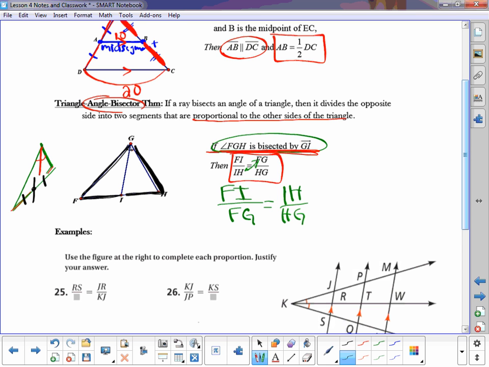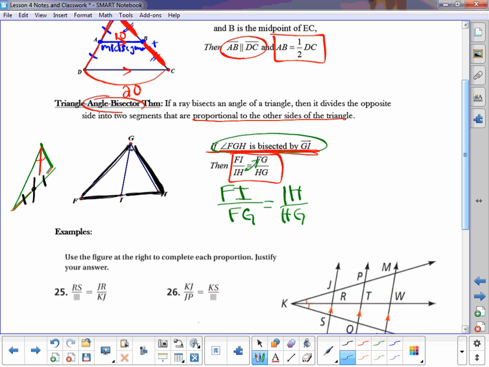Do we know that the angle on the top is congruent? Angle G, are they equally cut in half? It is bisected, so that means that this angle gets cut in half. Now, I don't know that F and H are the same.